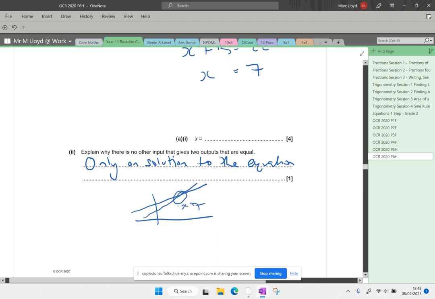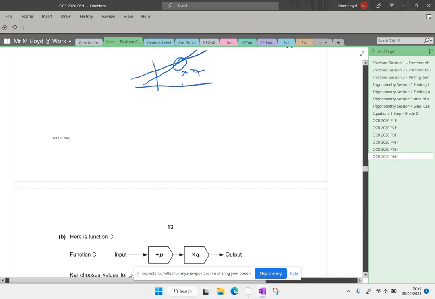So that'd be where 7 is. So effectively, you can only have one solution to an equation like that.